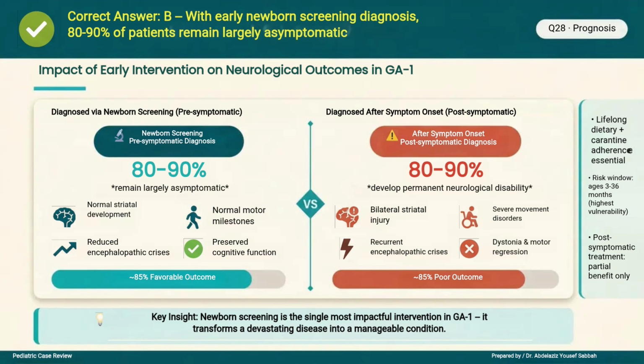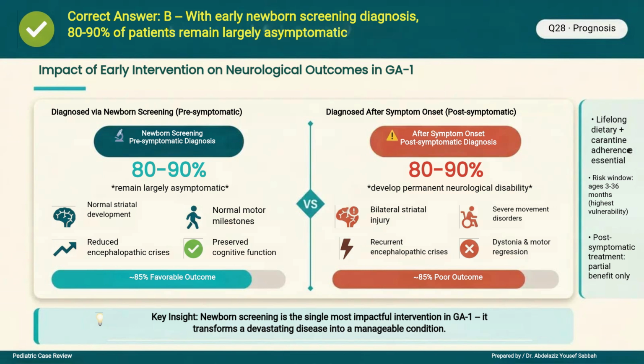When diagnosed via newborn screening and treated pre-symptomatically, 80 to 90% of patients remain largely asymptomatic with normal striatal development, normal motor milestones, reduced encephalopathic crises, and preserved cognitive function. In contrast, when diagnosed after symptom onset, 80 to 90% develop permanent neurological disability, including bilateral striatal injury, severe movement disorders, recurrent encephalopathic crises, and dystonia with motor regression.